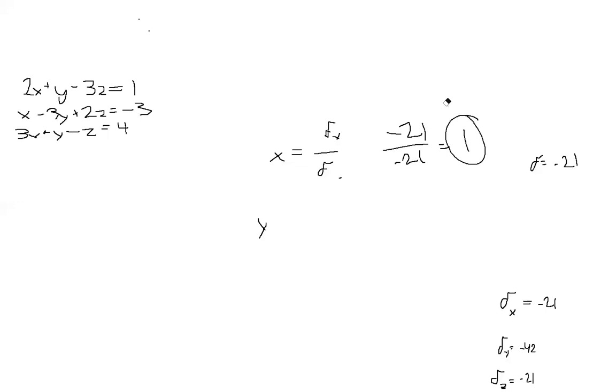And then for y, you do the same thing, but for the determinant of y. So you get negative 42 over negative 21 equals 2, y equals 2. And then for z, you use the determinant of z. And you get z equals 1. And that's basically it. You have your three answers there. So this is Cramer's 3x3. I'm going to have to erase this now.